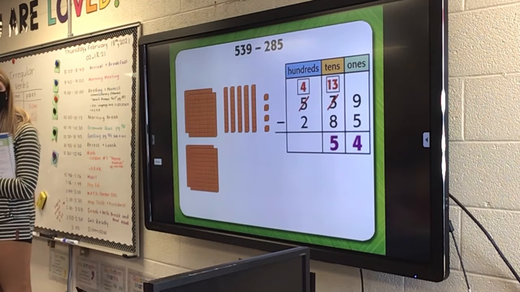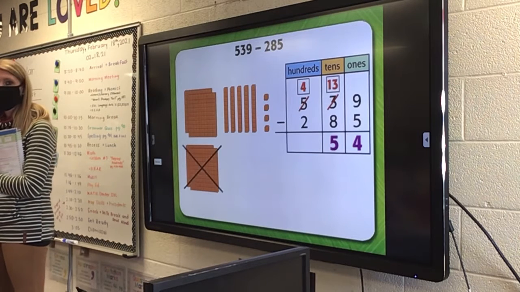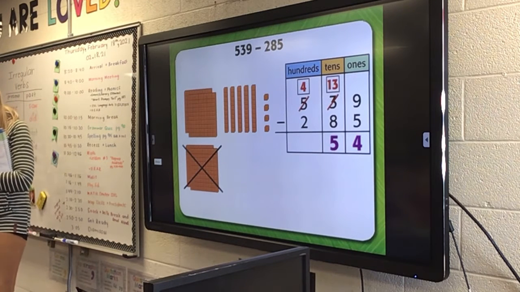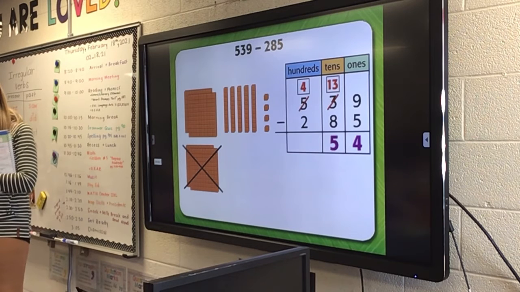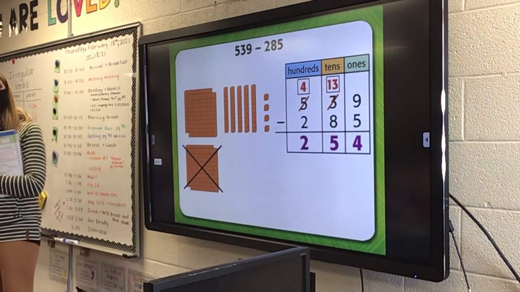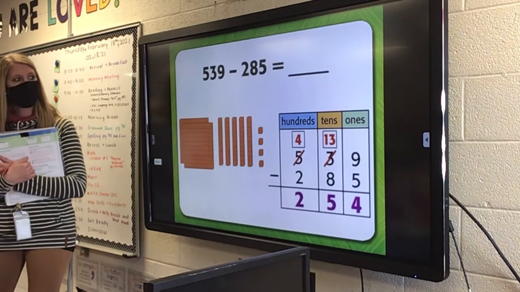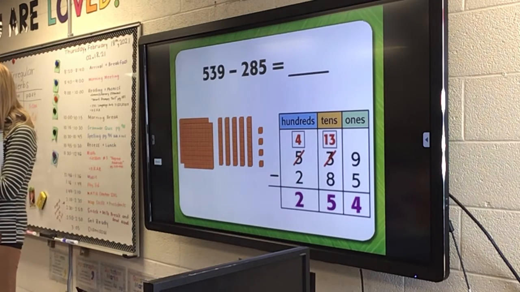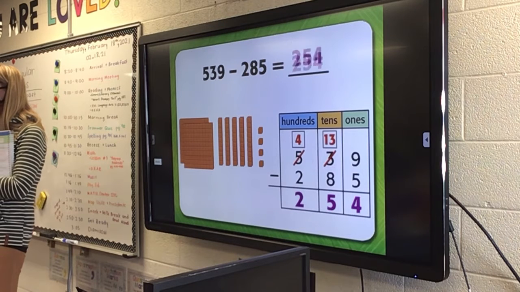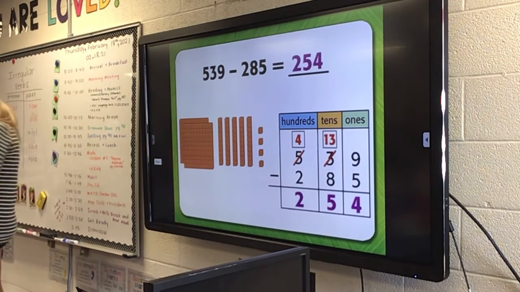Now we subtract the hundreds. When we subtract 2 hundreds from our 4 hundreds, we are left with 2 hundreds. Write 2 in the hundreds column. So 539 minus 285 equals 254.